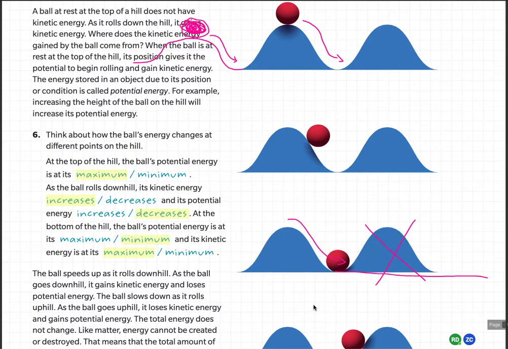Because remember, potential energy is the potential that it will get kinetic energy. And if you're a ball and you've rolled to the bottom of the hill and it's flat now, there's nothing that's going to make you go faster necessarily. So you're just going to start slowing down. So you don't have any potential energy anymore.